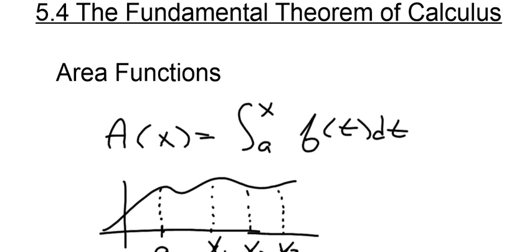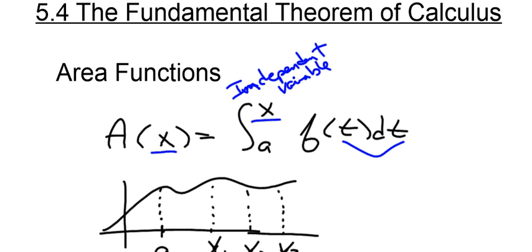But now, because I want to find area, I'm going to use the function notation with a capital A for area. And notice that my lower bound is a constant a, my upper bound is x. And in this situation, these x's are my independent variable for the area function. And then these t's for the height and width parts of the integral, we call it a dummy or a placeholder variable. It could be anything, but we usually use t. It's just a placeholder variable.